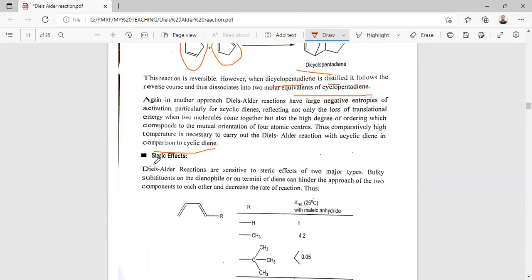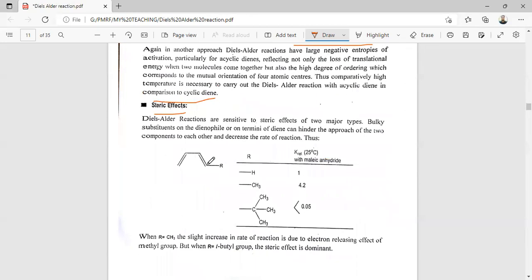So the next factor is the steric effects. The Diels-Alder reaction is sensitive to steric effects of two major types.